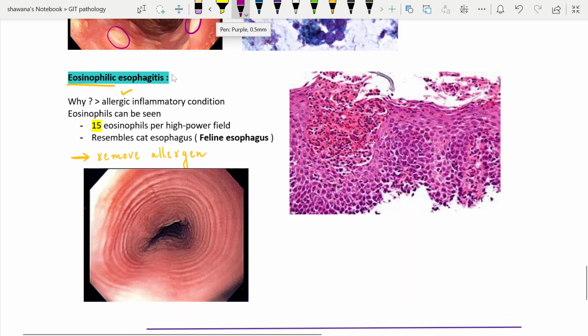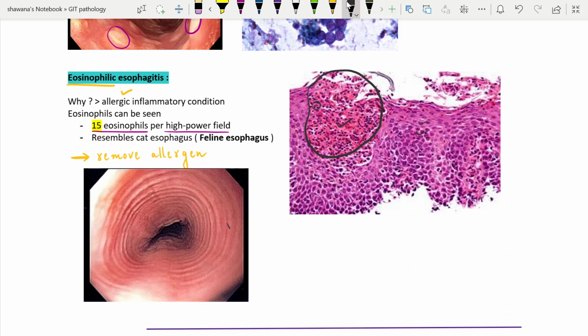But the most important thing here is the eosinophil number. Per high power field, we can see 15 eosinophils. In the microscopic examination, we can see these orange cells, which I'm demarcating. These are eosinophils. In histology, mostly purple, pink, and bluish cells are present, but eosinophils are orange in color. And in this esophagitis there are a lot of them, 15 per high power field.